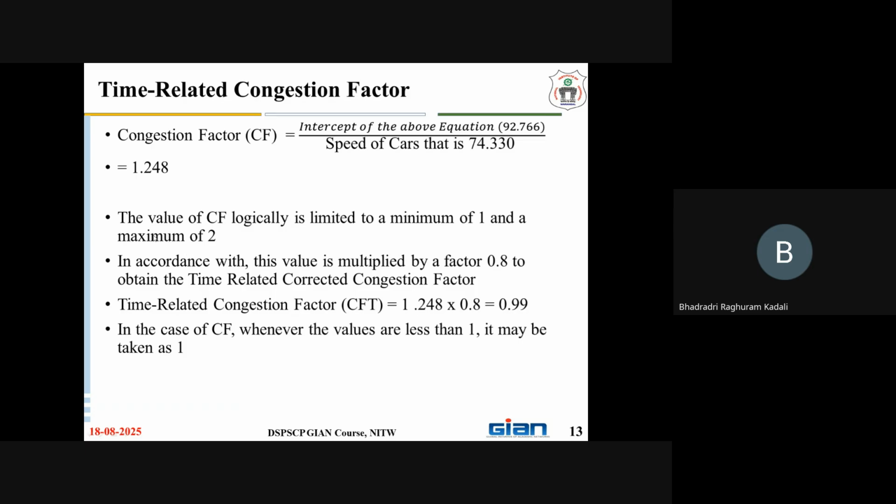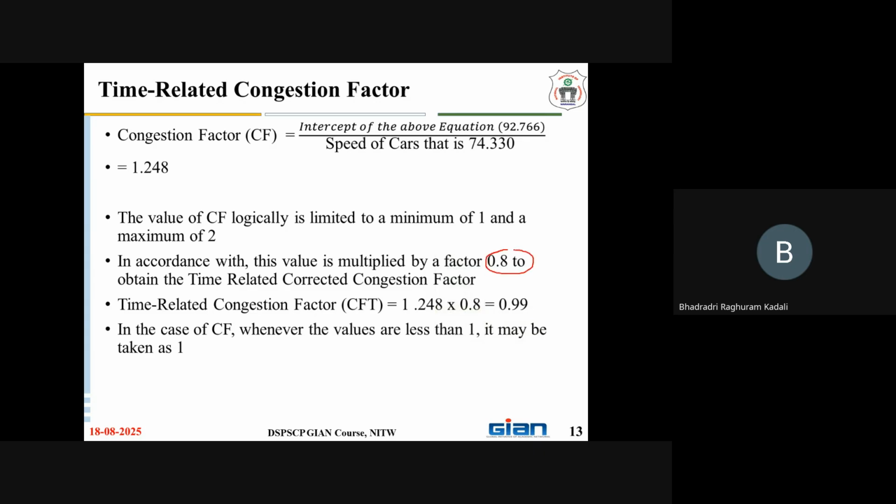So then what we have to do, the value of the congestion factor logically has to be limited to one if it is beyond one, and a maximum of two. So that means now we need to find out whatever the factoring value we have, according to the 0.8. So again the question will come, why do we need to multiply again with the 0.8 alone? Why can't it be 0.9 or any other number?